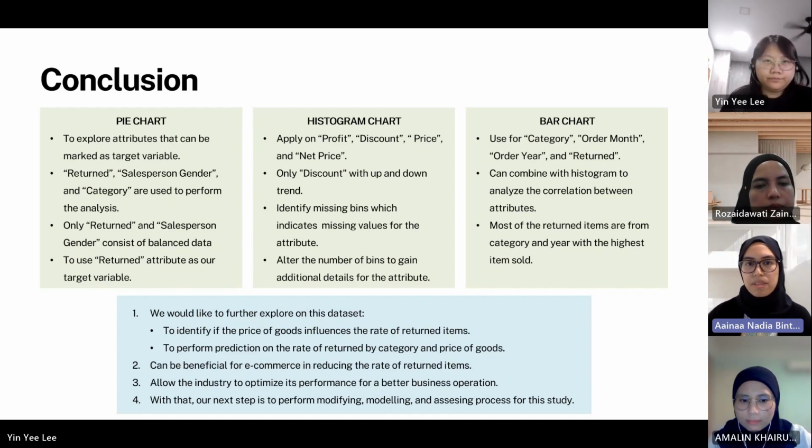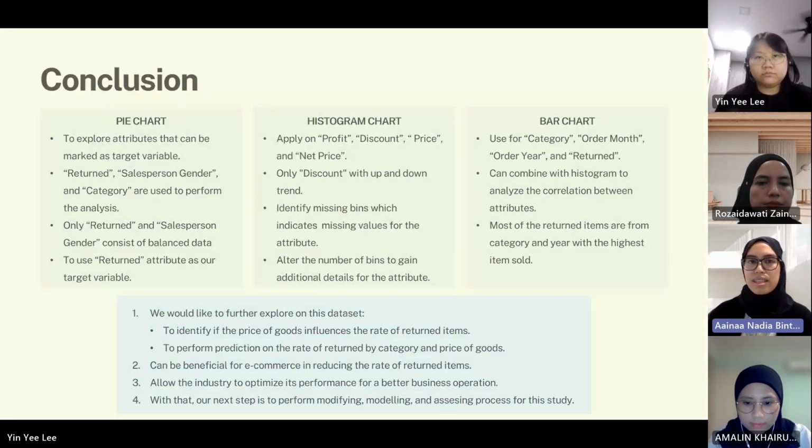From the pre-processing steps, we would like to further explore the dataset in order to identify if the price can be used for prediction on the rate of return by category and price of goods. We believe that this input will be very beneficial for retail, especially e-commerce, in reducing the rate of return items. In fact, it allows the industry to optimize its performance for a better business operation. To summarize our presentation, our next step is to perform modifying, modeling, and assessing step of such schema. That is all from us. Thank you.